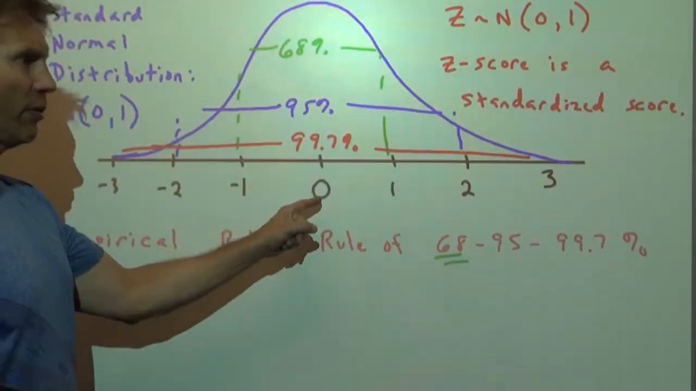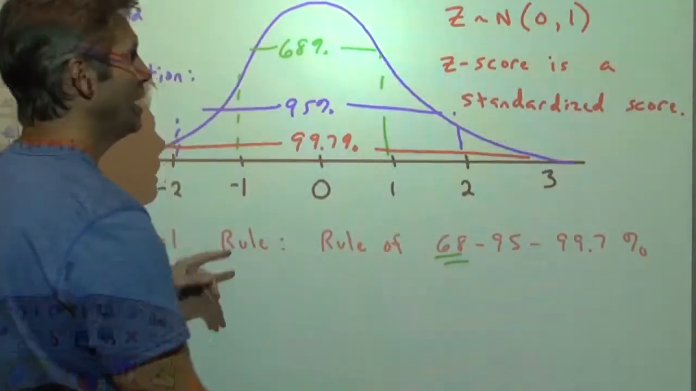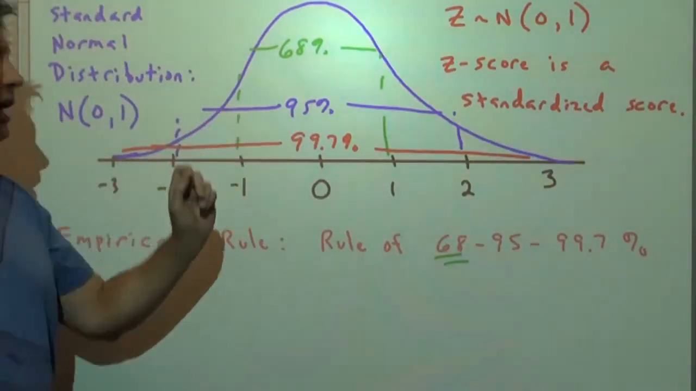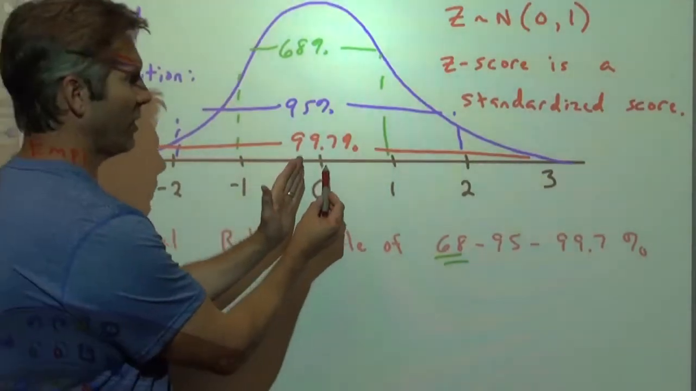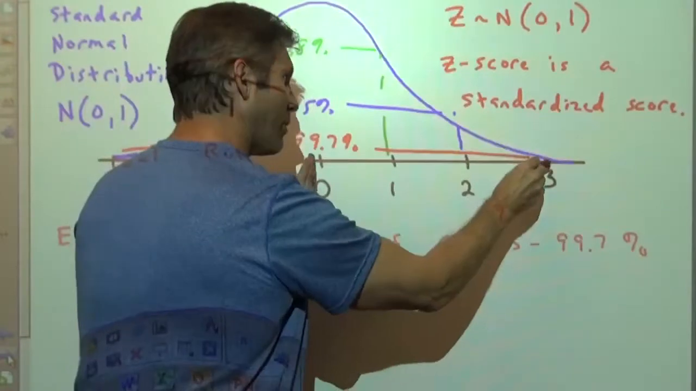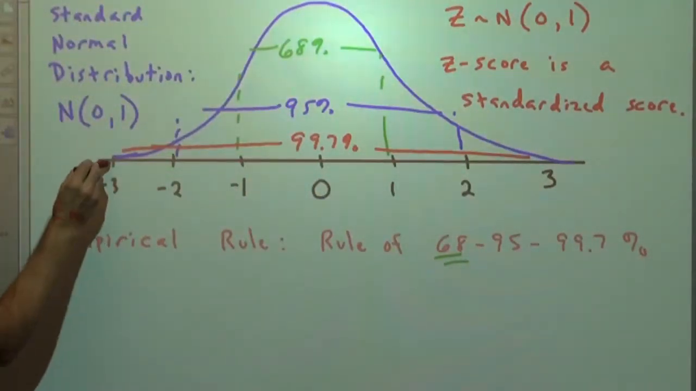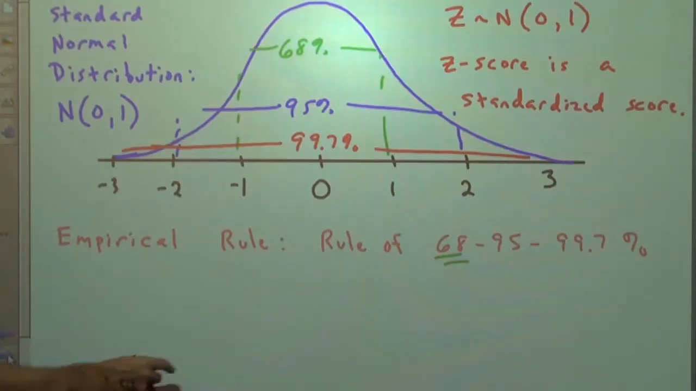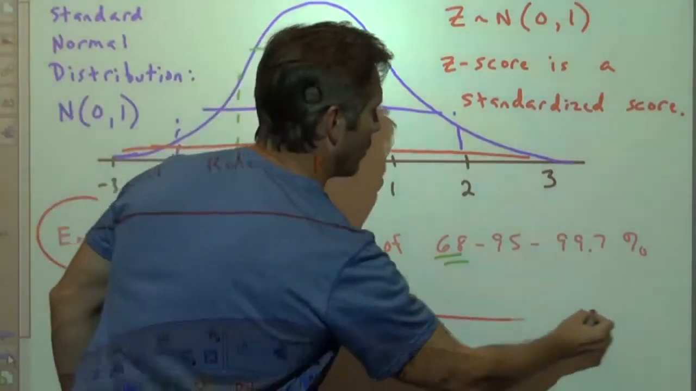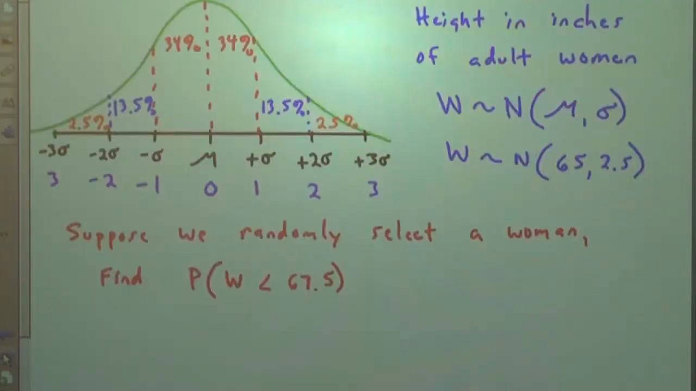The mean's at 0 for a z-score. We're talking about z-scores from -3 to 3 because a z-score is a standardized score. It tells us how many standard deviations from the mean we are. 1, 2, 3. So we are at 3 standard deviations above the mean. A z-score of -3 means we are right there, 3 standard deviations below. This is a very important rule, the empirical rule, otherwise known as the rule of 68, 95, and 99.7%.